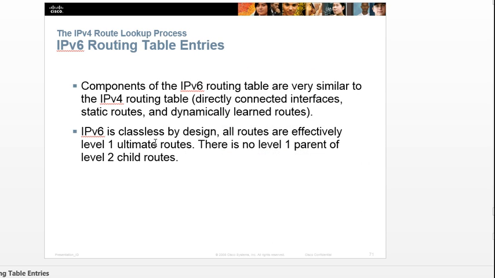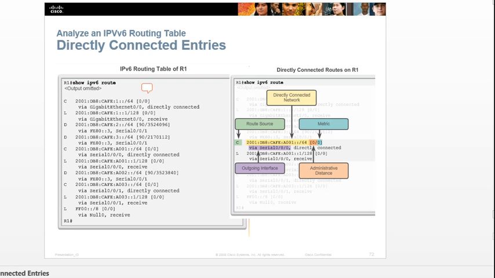So in thinking about IPv6 routing, it's very similar, except the routes are going to be a lot longer and the IPs are different. IPv6 never was designed with classful routing in mind. It's always been classless. So the routes are all effectively level 1 ultimate routes. There are no level 1 parent and level 2 child routes.